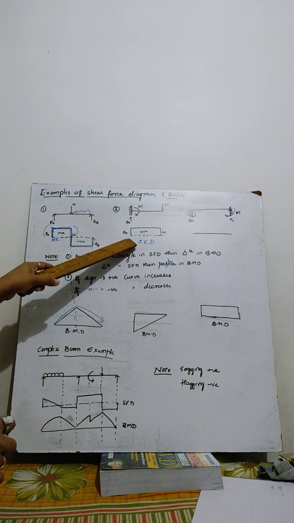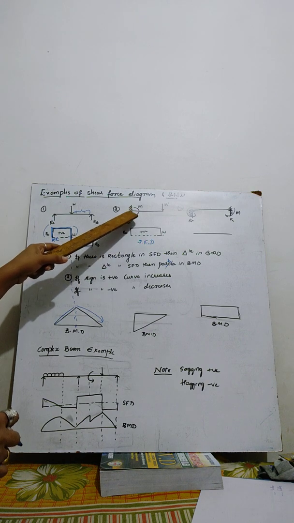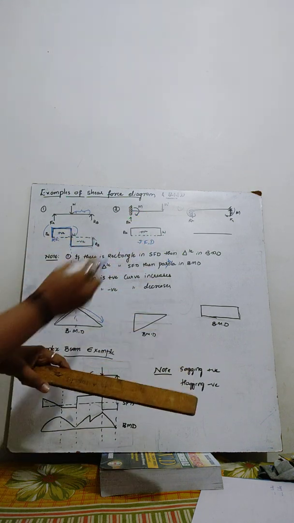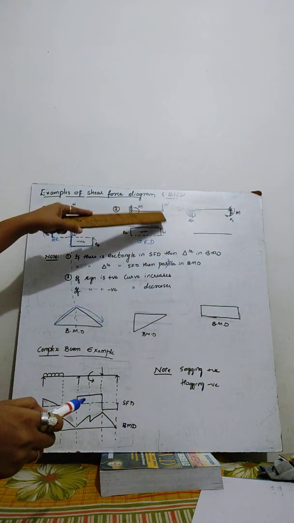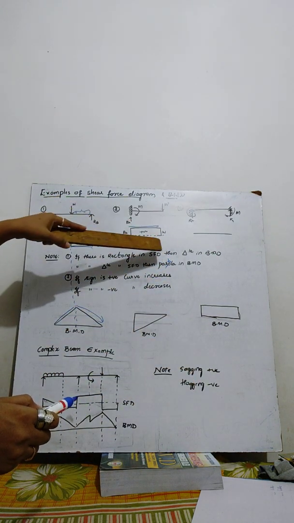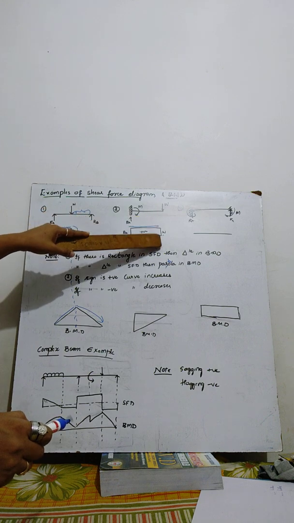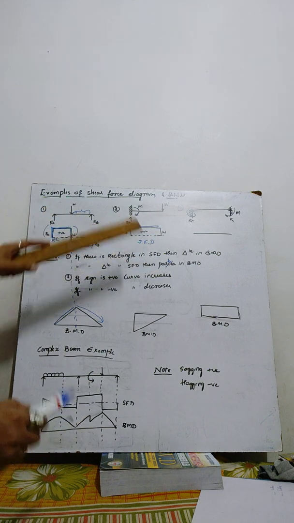The reaction is upward, so the line goes upward. Here there is no load acting, hence it is a horizontal line. Then it is downward, here the load is acting, so I have made it a downward projection. So this is the SFD.